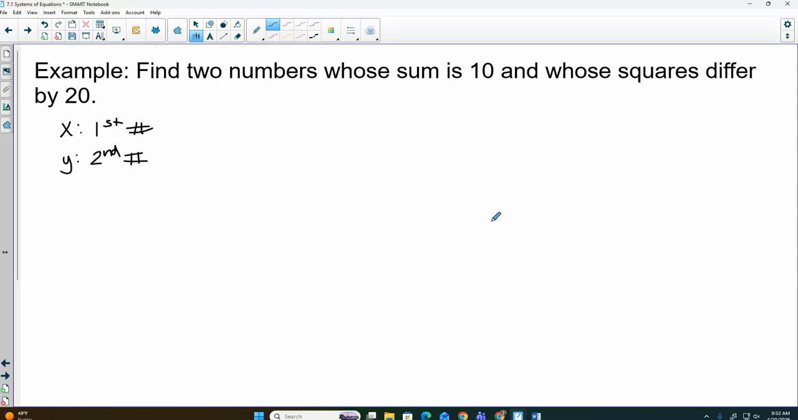All right, whose sum is 10. What does that mean? Add them together, it equals 10. And whose squares, what's a square? What's it saying? Yeah, I square them, differ, so that means we would subtract by 20.